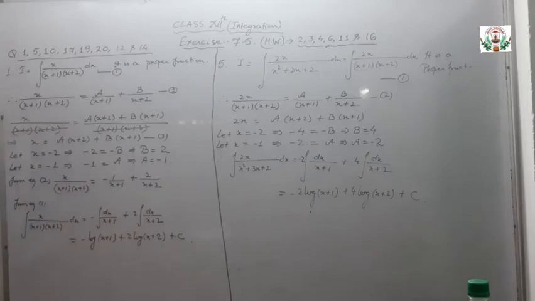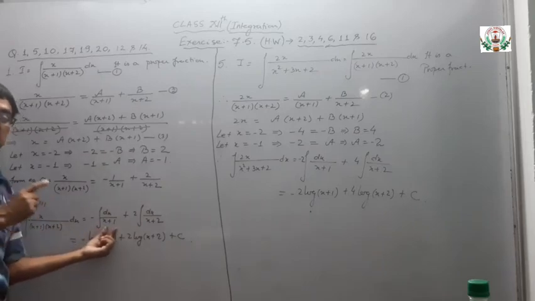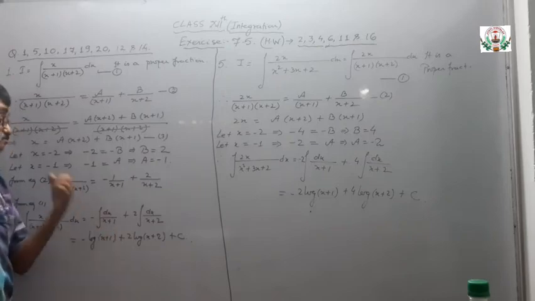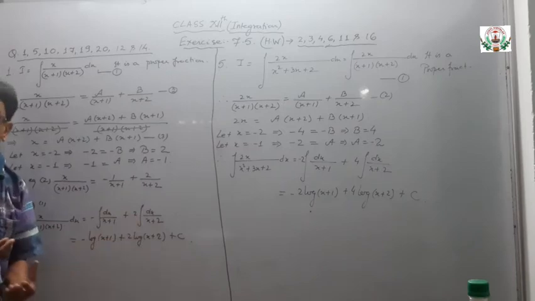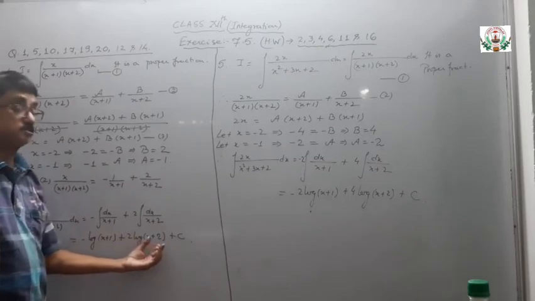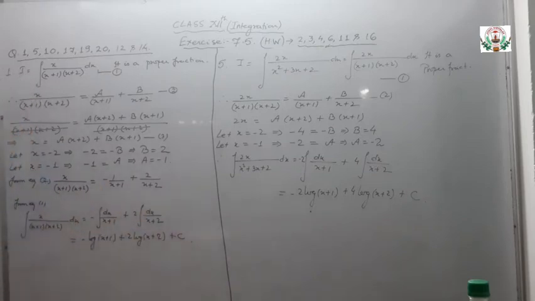If we take x plus 1 equals t, dx will become dt, and dt by t is log t, so minus log of x plus 1. Here also if I take x plus 2 equals t, so dx equals dt, and dt by t will be log t, so 2 times log of x plus 2, plus integration constant. So here we can do it directly also.